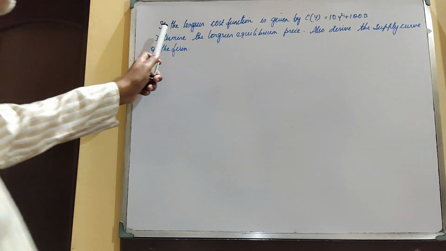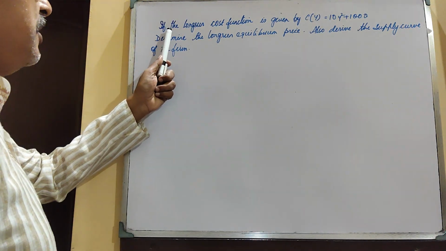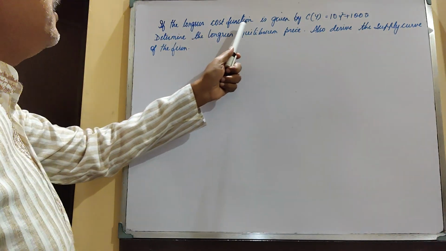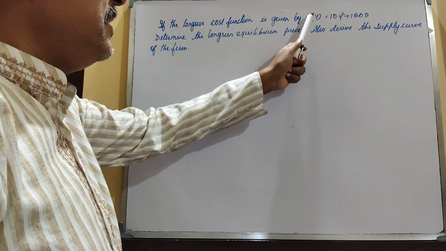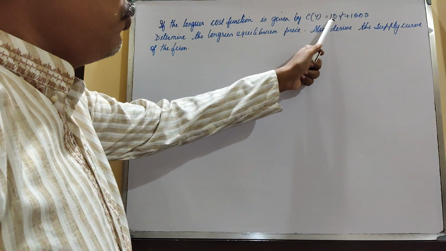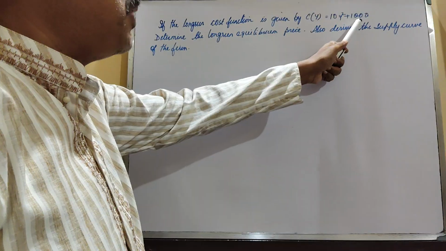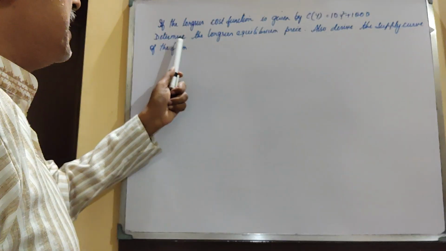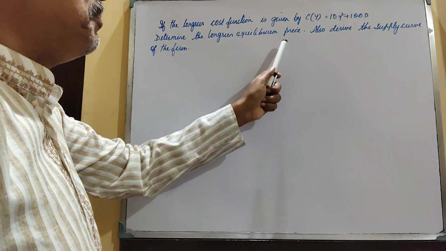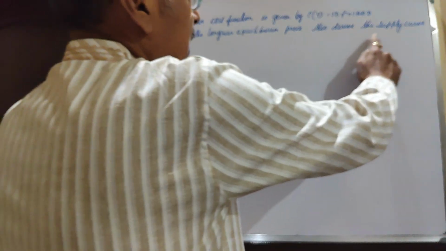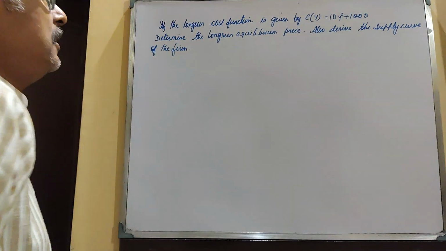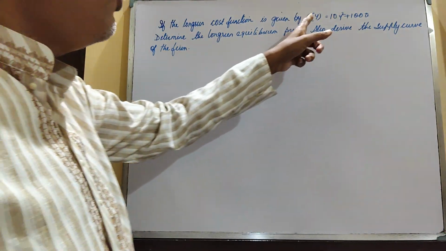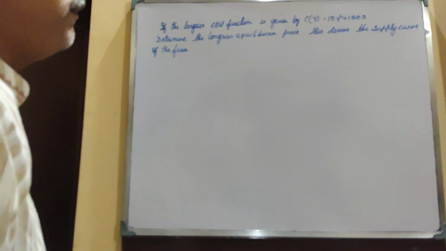Hello, in this video we want to solve this question. If the long run cost function is given by C of y equals 10y squared plus 1000, determine the long run equilibrium price, and also derive the supply curve of the firm. Now what is y? Y is the level of output.